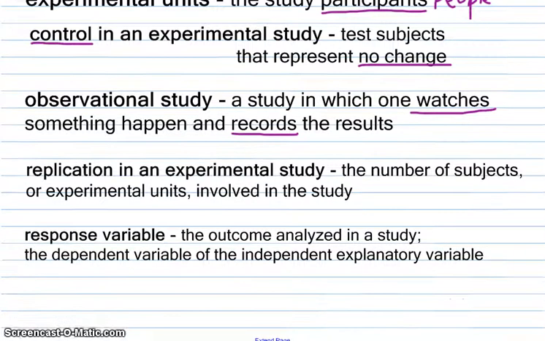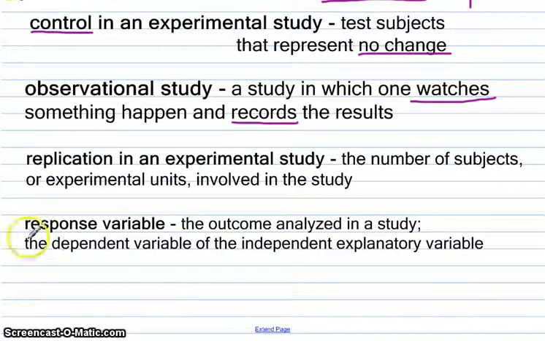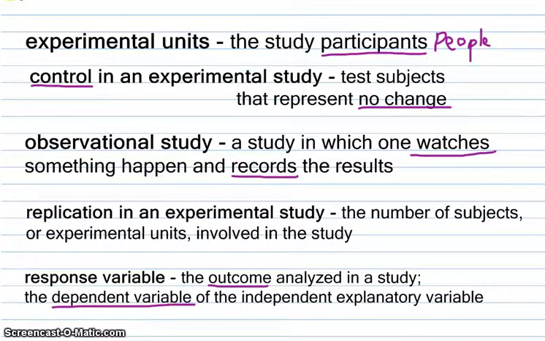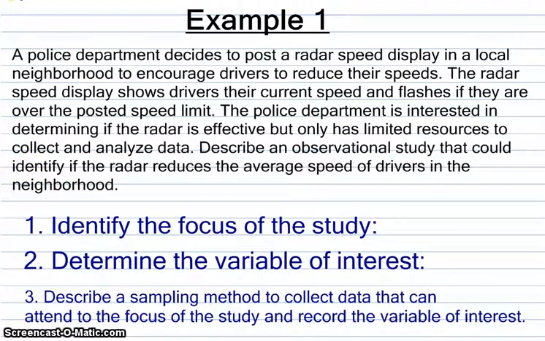Response, though, on the other hand, is something we do talk about quite a bit. Response is going to be the outcome that's analyzed in a study. It's the result we want to see. And in that case, it is the dependent variable of the independent explanatory variable. So you've got to keep that in mind. Response is dependent, explanatory is the independent. So at this point, we're moving on to our examples. Take a minute and read your example.